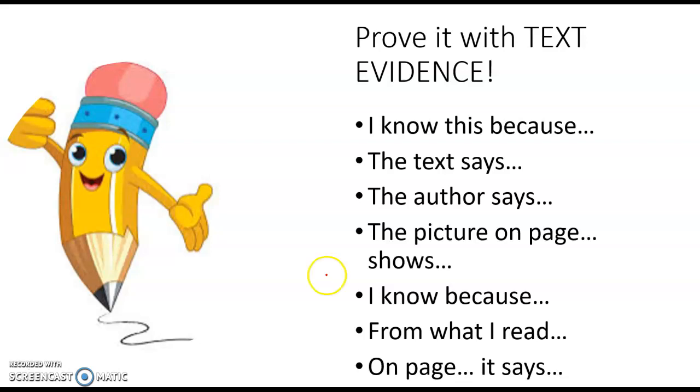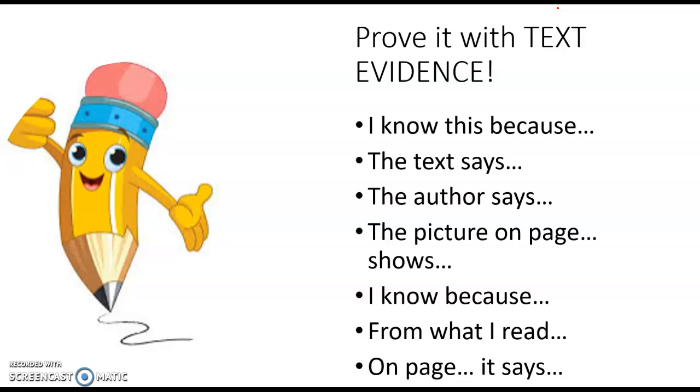There are some sentence frames that you might remember from last year that will help you when you're using text evidence, because you don't just want to write the text evidence into your writing, you want to make sure that you're saying where it came from. So you might say, I know this because. You may say, the text says, or the author says.